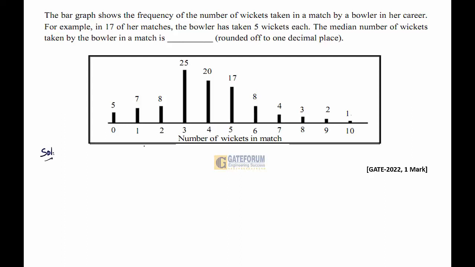To find the median, we know that the first step is to arrange the given observations in ascending or descending order. Observations means number of wickets. So already 0, 1, 2, 3 up to 10 are in ascending order. And 0 corresponds to 5, meaning in 5 matches 0 wickets. 1 corresponds to 7, meaning in 7 matches 1 wicket. 2 corresponds to 8, meaning in 8 matches 2 wickets. That is the meaning.